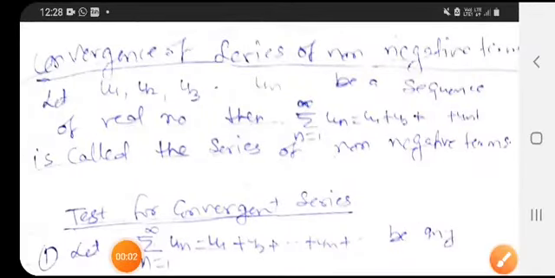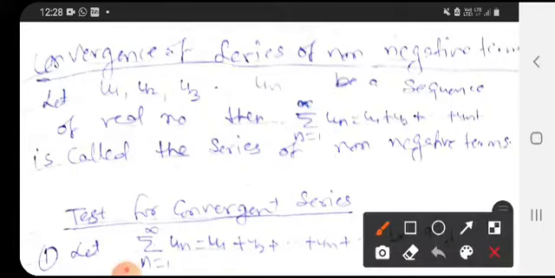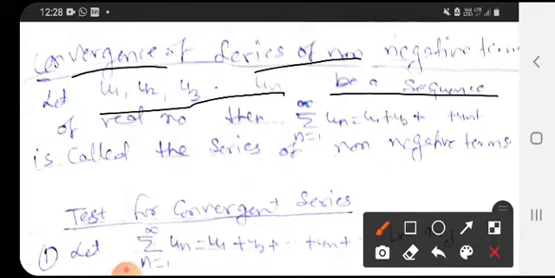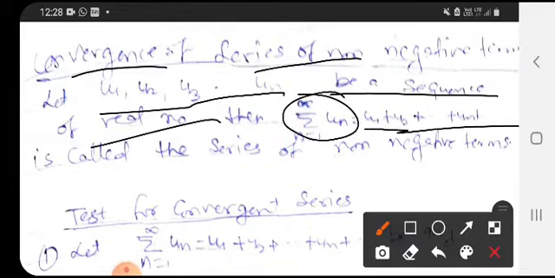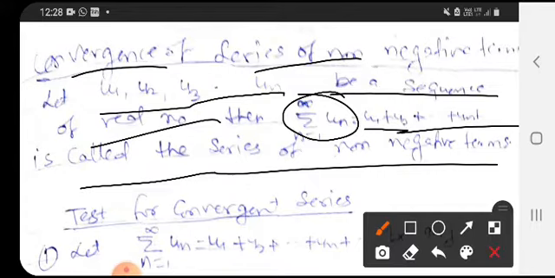Hello student, today we study convergence of non-negative terms, that is, convergence of series. Let u1, u2, u3 up to un be a sequence of real numbers. Then summation un is equal to u1 plus u2 up to un, and it is called a series of non-negative terms. That means all terms are positive.